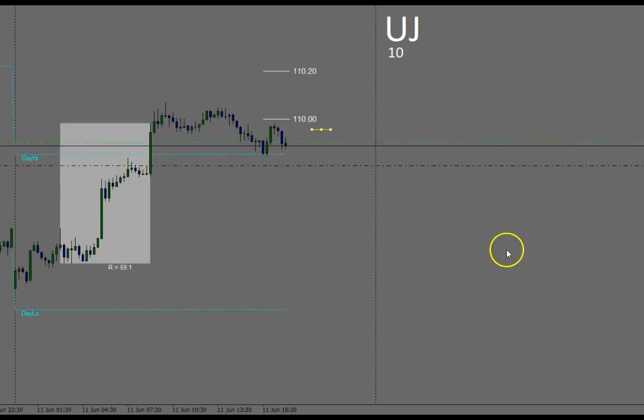US dollar, Japanese yen, still in this trade here. That was from earlier on. I took this at 90 and still got this long, looking for further upside movement, but again, nothing really showing up on that one.